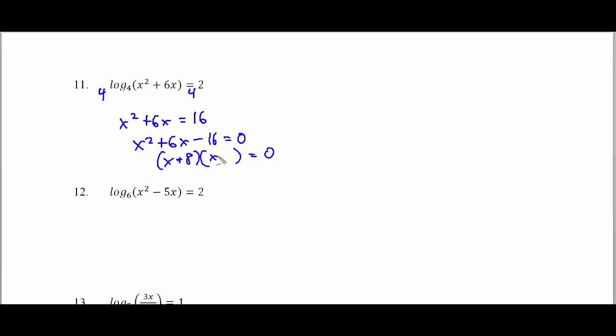x plus 8, x minus 2. If I set these equal to 0, I can solve for x and get my two solutions of -8 and +2. But here's something you should think about. You should ask yourselves, oh my goodness, what if I plug this in and it doesn't actually work? But the good news is it does.